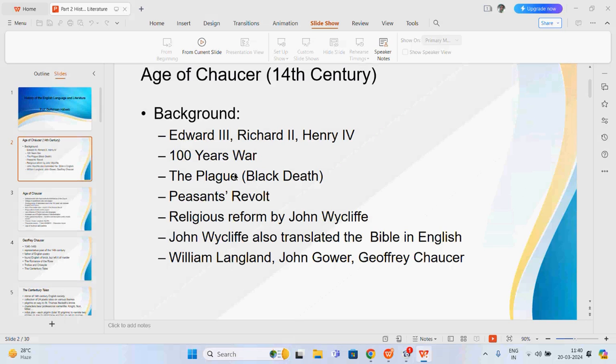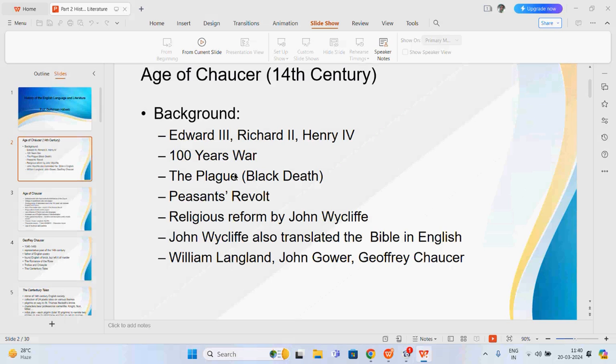We will first look at the age of Chaucer. Before the age of Chaucer, there is Old English, but there is not much work happening in Old English. There was still something being written. There are certain writings, there are certain anonymous authors, but we are not touching it. We are starting our discussion with the 14th century, which is the age of Chaucer.